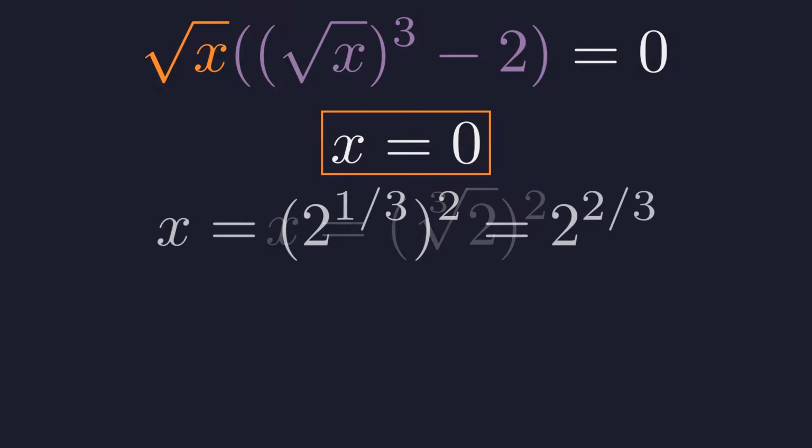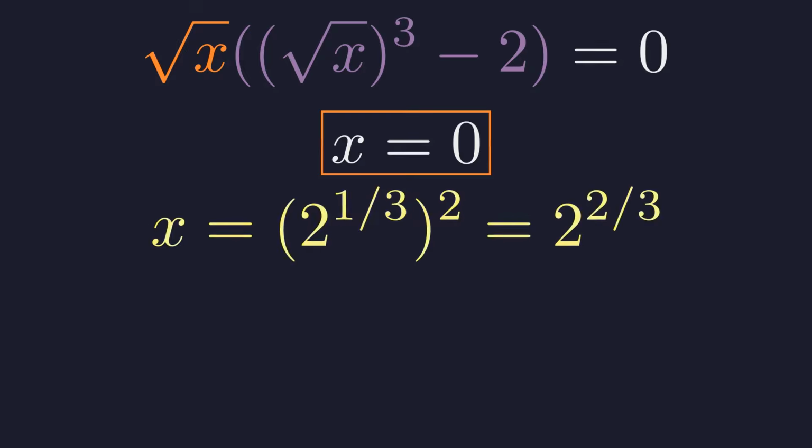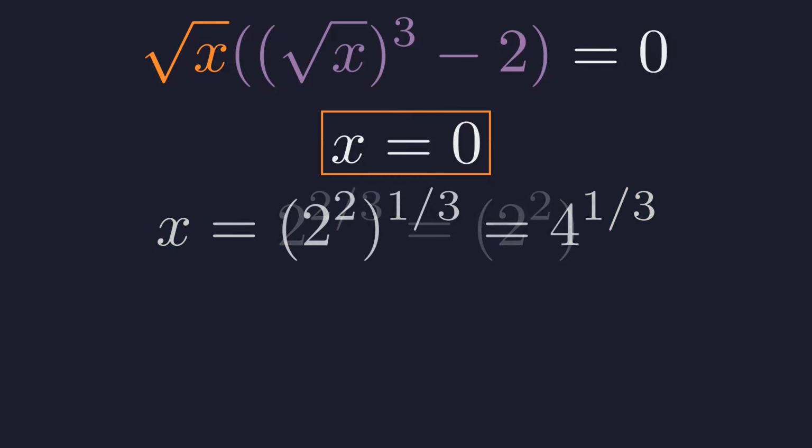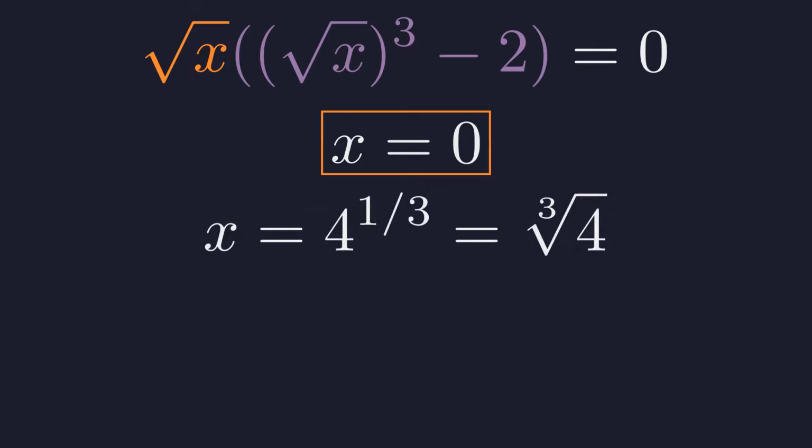In exponential form, that's 2 to the 1/3 squared, which simplifies to 2 to the 2/3. We can rewrite this as 2 squared to the 1/3. 2 squared is 4, so this becomes 4 to the 1/3. Or equivalently, the cube root of 4. That's our second solution.